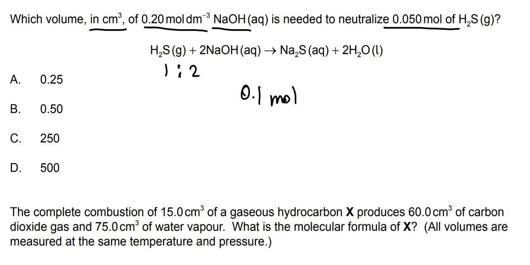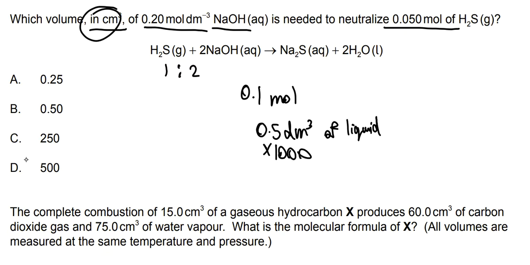To get 0.1 moles of sodium hydroxide from a 0.2 molar solution, we need half a cubic decimeter of liquid. But the answer is required to be in cubic centimeters, so we're going to convert that to cubic centimeters, which is just times 1,000. You get 500 as our final answer.